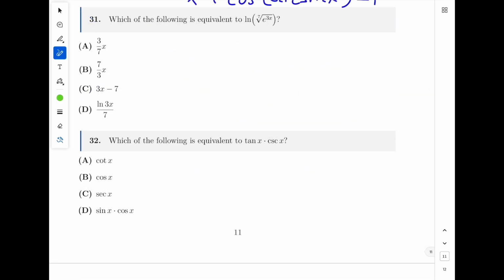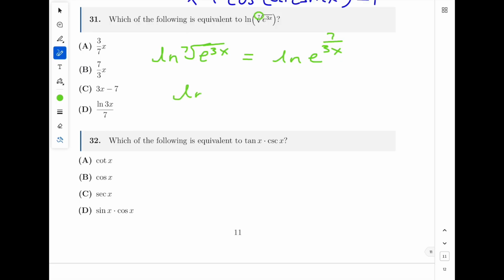Alright, question 31. This is a really easy question. You probably won't get such a question on your multiple choice. The only reason for the inclusion of this question in this worksheet is that I wanted you to be clear with the root thing. So many people might wrongly rewrite this, e to the power 3x, 7th root, as ln e to the power 7 over 3x. That is not the case. It is the 7th root.